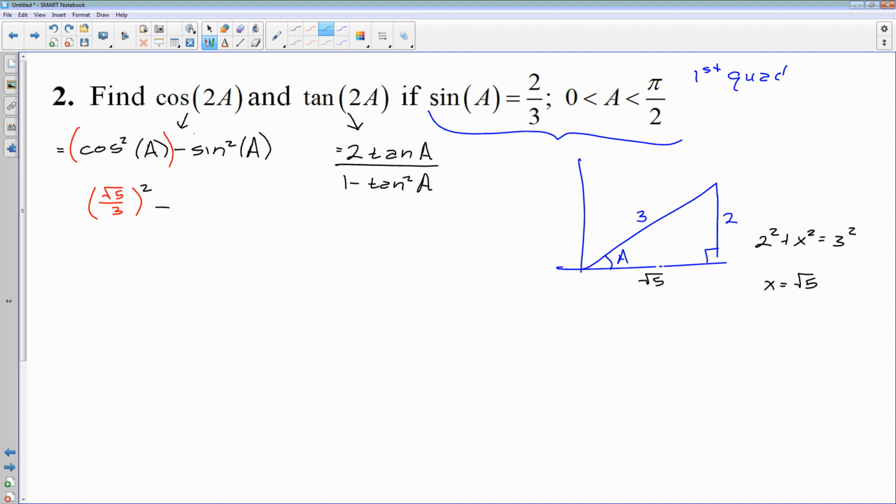You could do two different ways. The easy way is to realize that sine of A was given to you. It's 2/3. Or you could look over here and sine is opposite over hypotenuse. Either way, you will get 2/3. But remember that is sine squared. And then we clean that up. The square root of 5 squared is 5. 3 squared is 9. Minus 2 squared is 4. 3 squared is 9. 5 minus 4 is 1, and we don't change the denominator. So there's the answer for cosine of 2a.